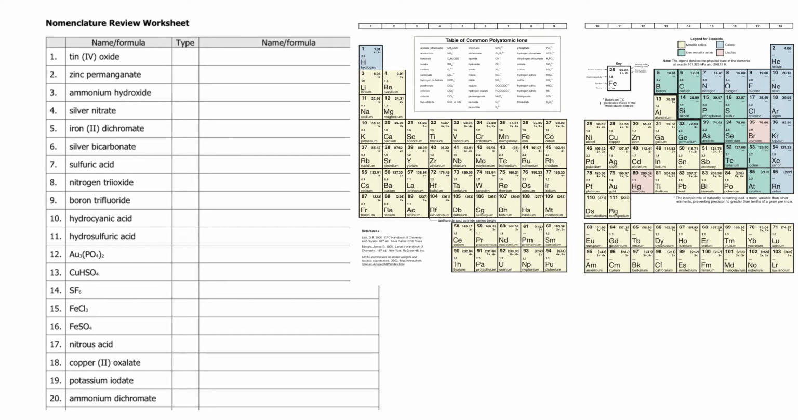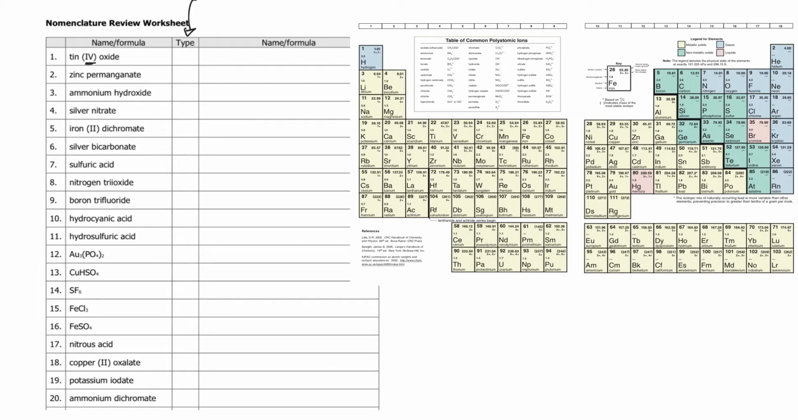Okay, I wanted to just go through naming these, and hopefully by you seeing me do a bunch, you'll get a little bit better handle. The key thing is to make sure you pick the right type and then follow the rules for that particular type. I'm just going to go through real quick and identify all the different types.